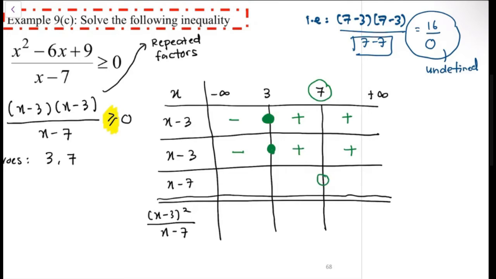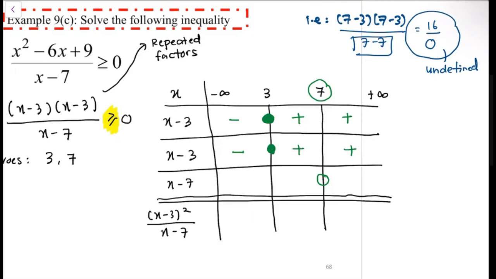Okay. Saya ulang balik, kenapa kita kena reject? Okay. So, if I use dark circle means 7 would be included. So, kalau 7 tu kita accept, kita includekan dia, kita ganti balik dalam original question, kita akan dapat 16 over 0. Which by the way leads to undefined answer. Kita tak terima benda tu. Tiba-tiba dia jadi undefined situation. So in order to avoid that condition, we have to exclude 7 from our case. That's why I use empty circle.